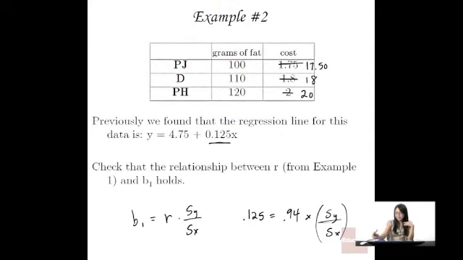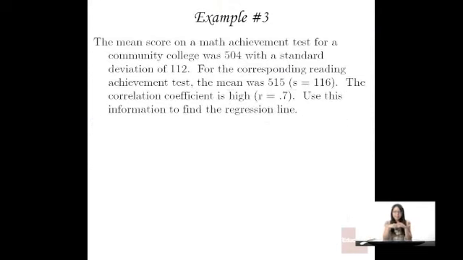All right. So example 3. The mean score on a math achievement test for a community college was 504 with a standard deviation of 112. For the corresponding reading achievement test, the mean was 515 and the standard deviation was 116. The correlation coefficient is very high. Use this information to find the regression line.